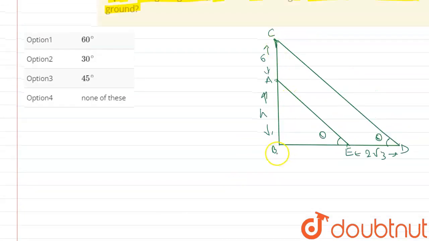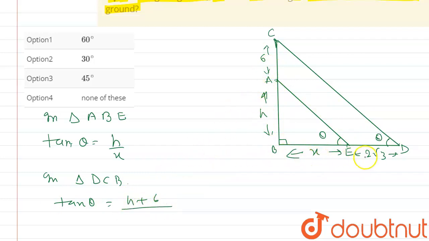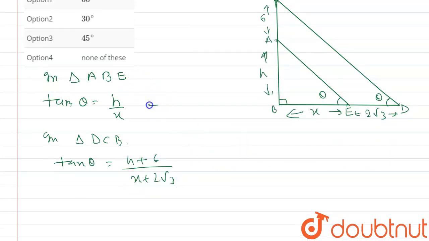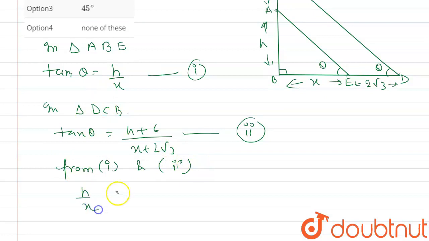So now here in the triangle ABE, tan theta is equal to perpendicular by base. Suppose the base is x, so we get h by x. Now in the triangle DCB, tan theta is equal to perpendicular by base, so the perpendicular is h plus 6, and the base is x plus 2√3. Suppose this is first and this is second. So from first and second we get h by x is equal to h plus 6 by x plus 2√3.